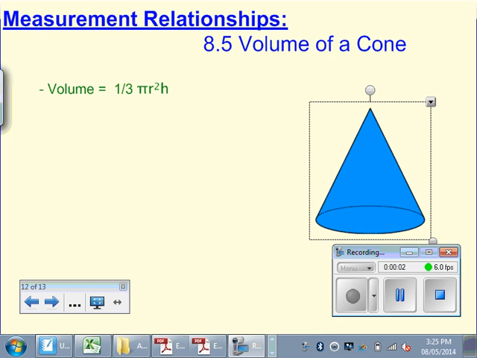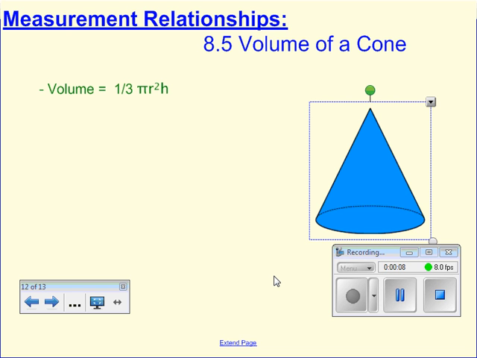Hello, this is Measurement Relationships 8.5, the volume of a cone. Now, in last lesson, we were looking at the surface area of a cone, and we came up with an equation for that. Now we're going to look at the volume of a cone.